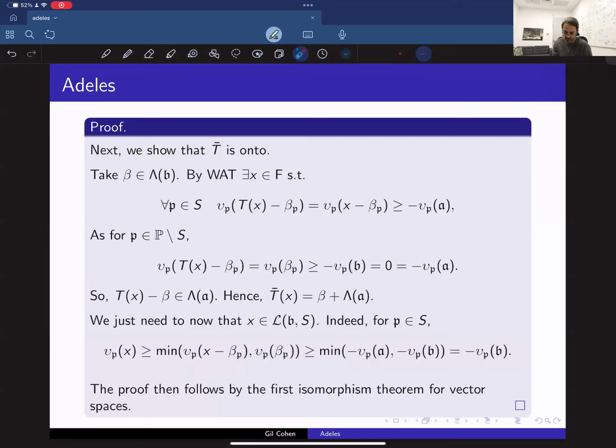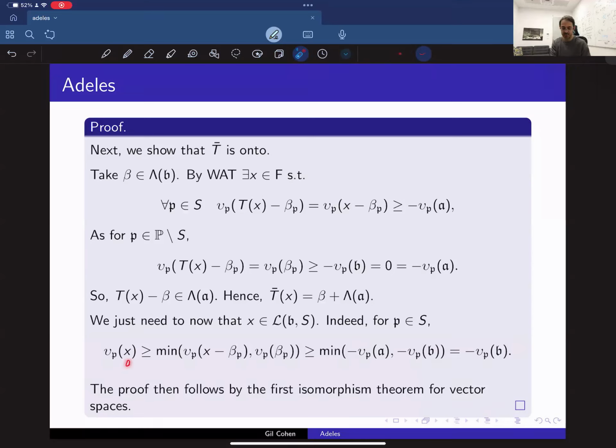That's what we had before. And v_P of beta is at least minus v_P of B, because beta is in lambda B. So in any case, it's at least the minimum, and the minimum is attained at B because B is the larger divisor. So the minuses give you the smaller values. And that's exactly what you wanted to prove.